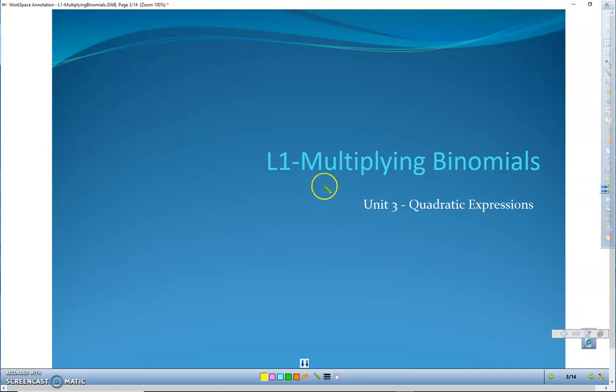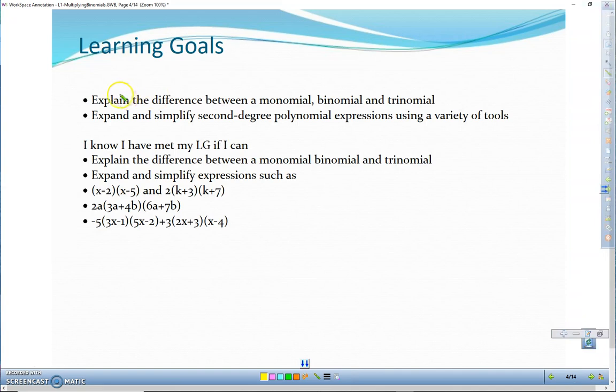Moving on, our first lesson here will be focused on multiplying binomials, and we can start by looking at our learning goals for this lesson itself. You should be able to explain the difference between a monomial, binomial, and trinomial, and expand and simplify quadratic polynomial expressions using a variety of tools or methods. And here, just to expand on that, by the end of this lesson you should be able to expand and simplify expressions similar to these ones here. And I'm going to show you the basics of how to get there.